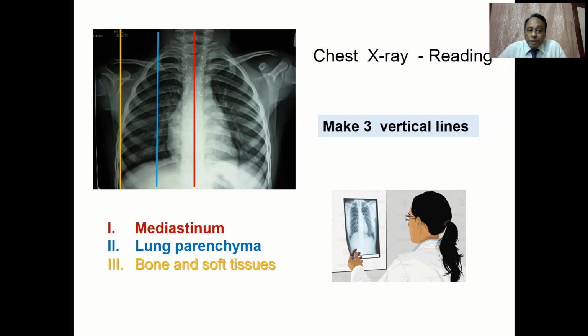First vertical line, can you see the red one that passes through the mediastinum? Second vertical line that passes through the parenchyma is a blue line. The third one, can you see, this vertical line that passes through the bone and soft tissues.